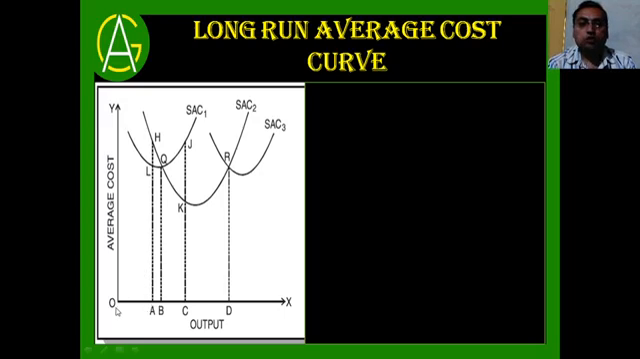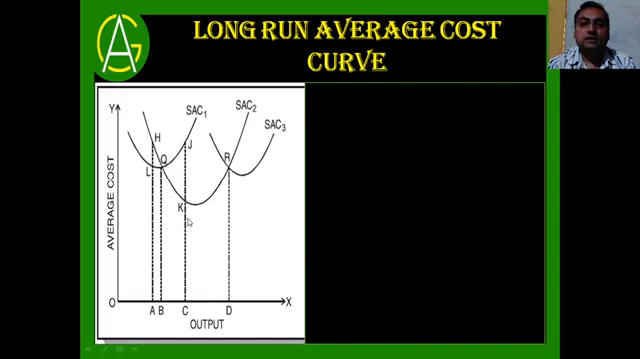Now again, you want to produce OC level of output. Up to OC level of output, what will be the cost? Let us find out again. Again you have two options. Plant 1 is here and this is plant 2. If you produce on plant 1, the cost will be JC. This is JC cost if we produce on plant 1. But if we produce on plant 2, the cost will be KC. Cost will be K to C.